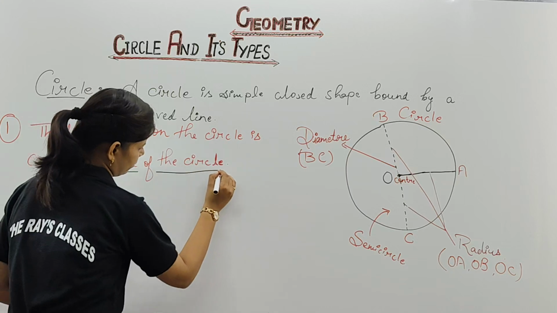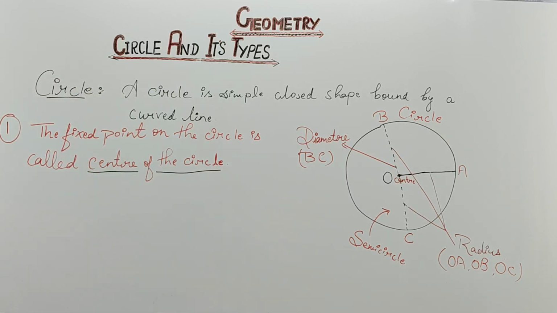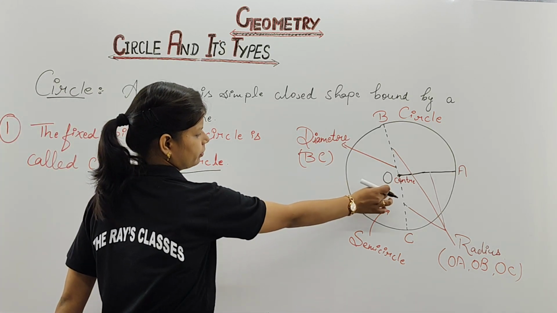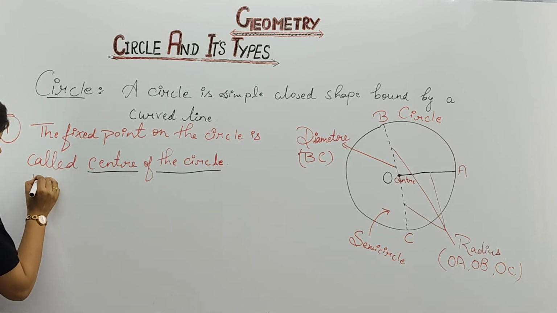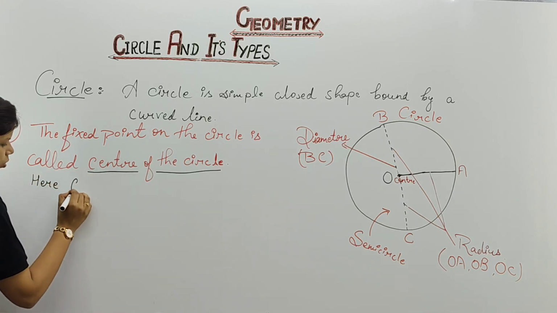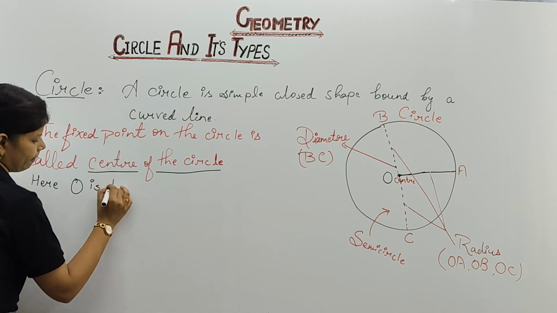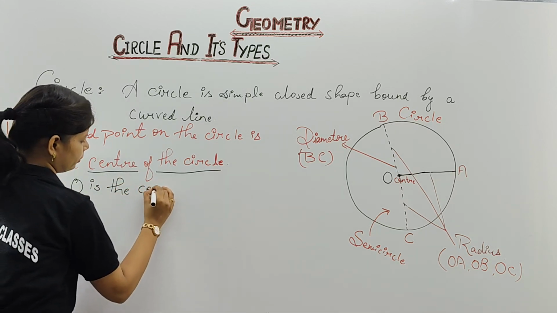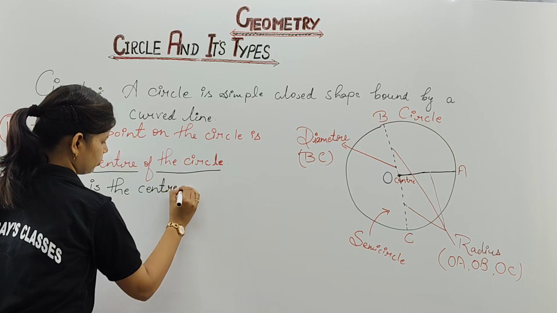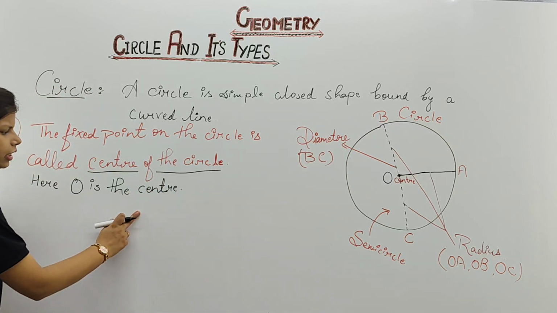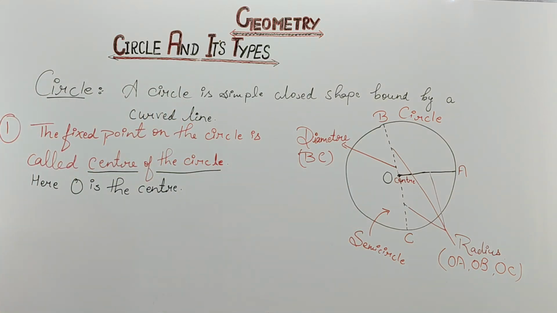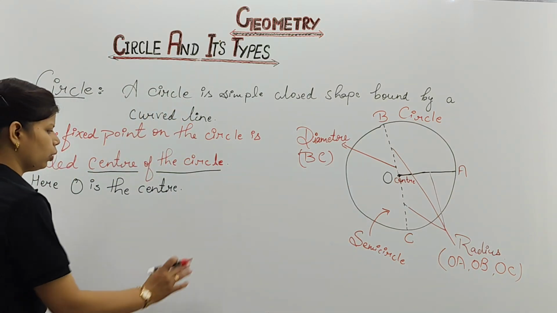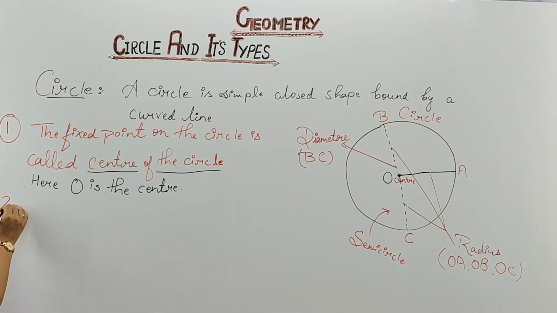And you know which term we have represented here? The center is represented here with O. So you can write one more point here: O is the center. Clear? What is the center here? O is the point. O is your center. Clear? Fine, children. Now let's write the second, which will be your radius.